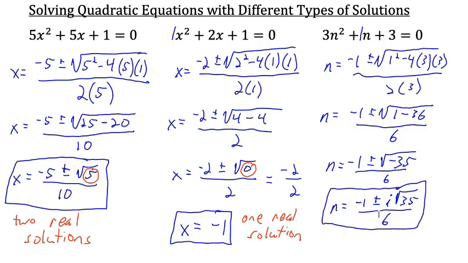And we have two solutions once again, negative 1 plus i times the square root of 35 over 6, and negative 1 minus i times the square root of 35 over 6. But those are not real numbers. Those are imaginary numbers. So we have two imaginary solutions.